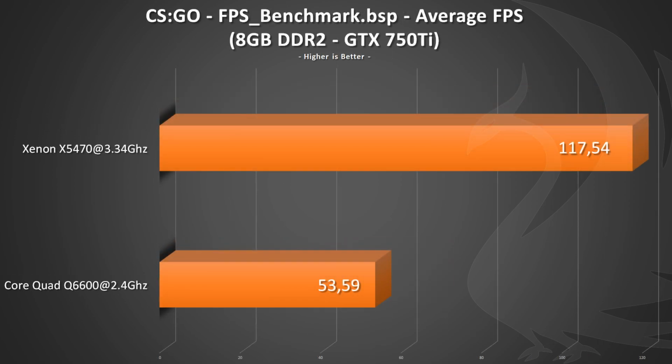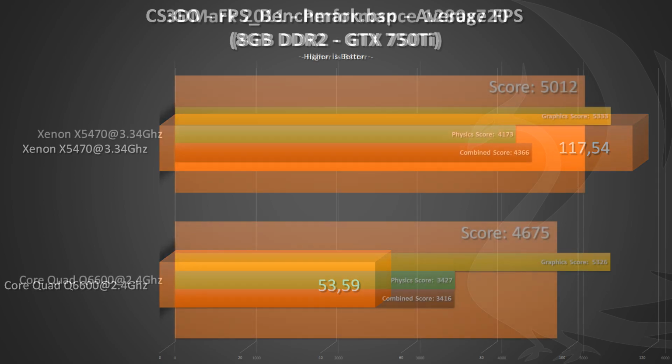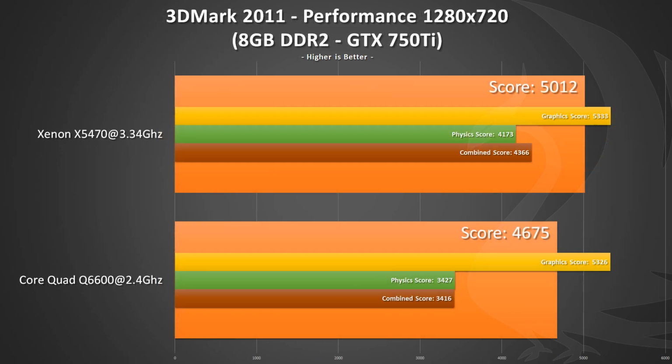Counter-Strike: Global Offensive on the FPS benchmark map went from an average of 53 frames per second to nearly double, 170 frames per second, probably because we went from a clock speed of 2.4 GHz to 3.34 GHz. 3DMark 2011 only shows a really slight bump, maybe because we are bottlenecked by the GPU.